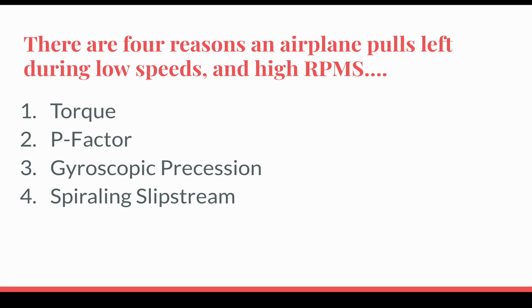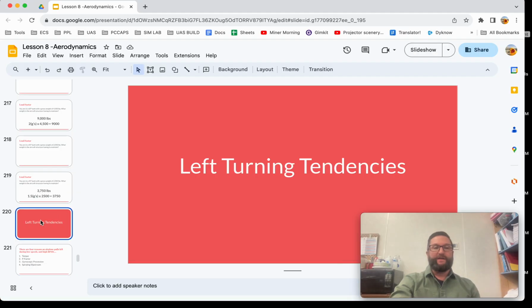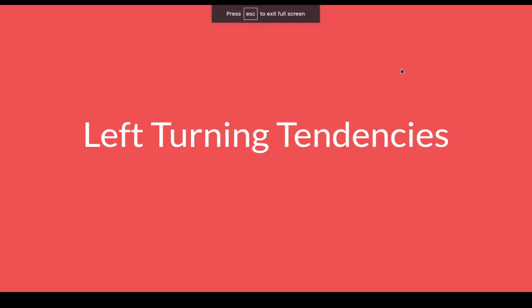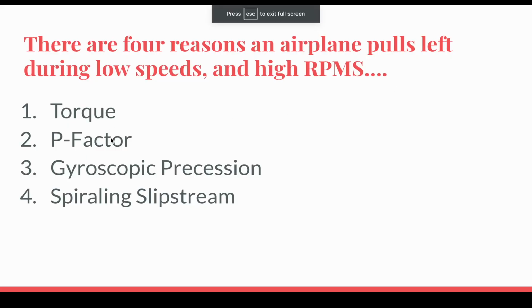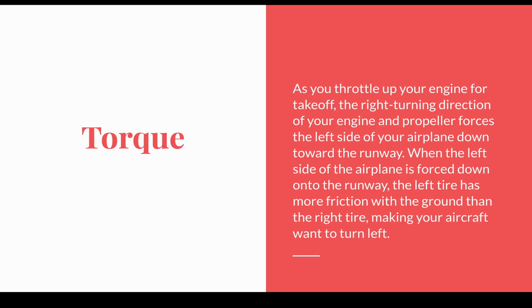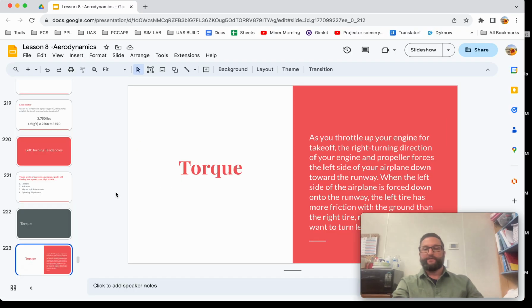So let's talk about left turning tendencies in an airplane. We have torque, P factor, gyroscopic precession, and spiraling slipstream. I'm going to go into all these in detail in class. Just get these written down in your notes. First one's torque. You throttle up that engine, and the crankshaft is spinning that prop around. It's trying to push the aircraft to the left, opposite of that crankshaft rotation.